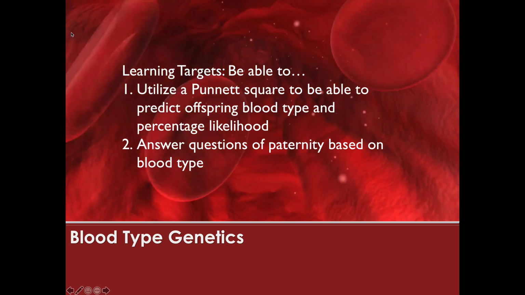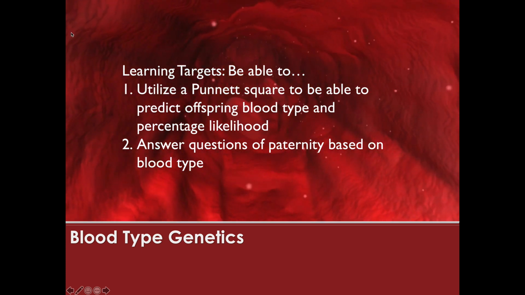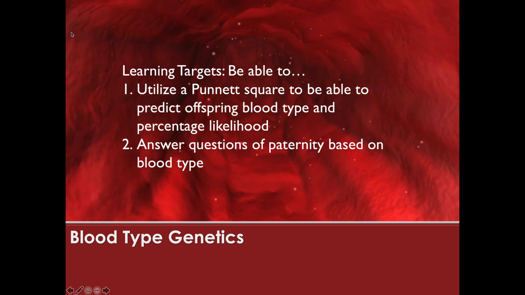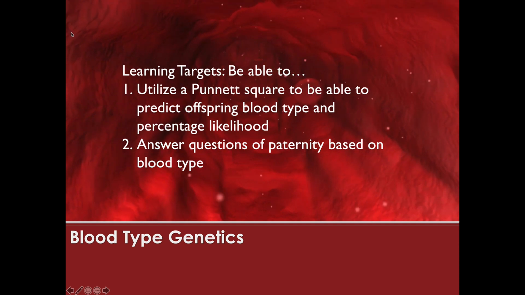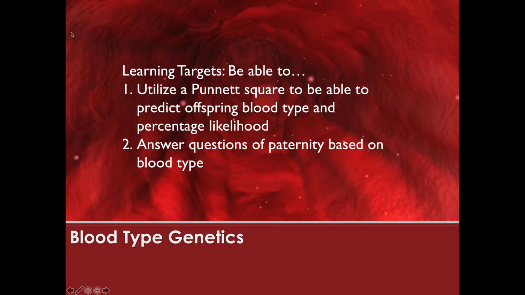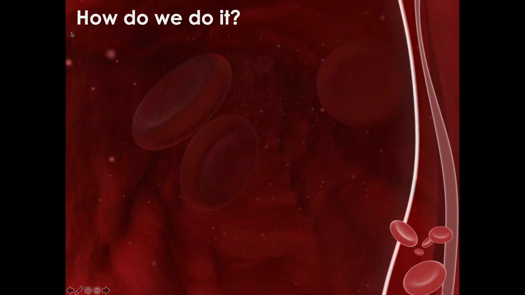Real quick lesson here on blood type genetics. What we want to be able to do after this lesson is, number one, utilize a Punnett square to predict offspring's blood type and percentage likelihood. Number two, we want to be able to answer questions of paternity based on blood type. All right, so how do we do it?